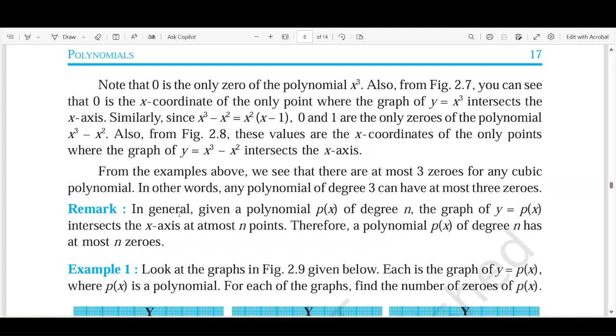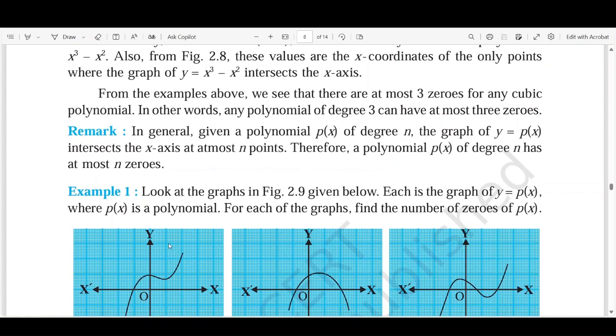Thus from the above examples we can observe that for a cubic polynomial we can have at most 3 zeros. Thus for a linear polynomial we can have at most 1 0, and for a quadratic polynomial we can have at most 2 zeros, and for a cubic polynomial we can have at most 3 zeros. We cannot have more than that. So for a polynomial of degree n, it can have at most n zeros, right? So that is what they have given in this remark.